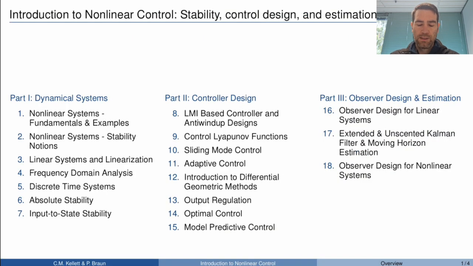Okay, how is this book divided? Well, it consists of 3 parts: dynamical systems, where we analyze properties of dynamical systems or equilibria of dynamical systems. The second part focuses on different methods used as controller designs. And then the third part is on observers and estimation, meaning recovering state information based on measured output data.